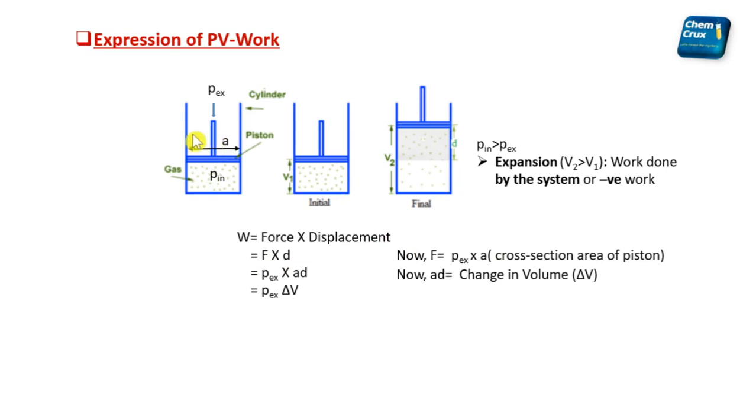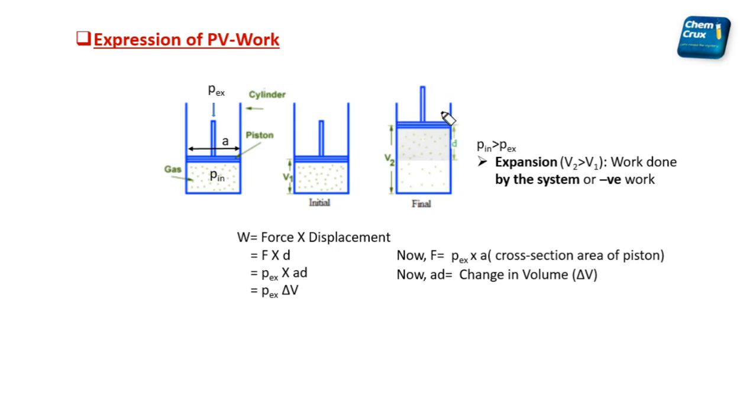So in place of area, we have mentioned A, that is the cross section area of the piston, and in place of pressure we have mentioned the external pressure because volume change has occurred against the external pressure, right? Putting this equation in place of F, we have got this equation. Now see, AD I have mentioned is the change in volume, that is delta V.